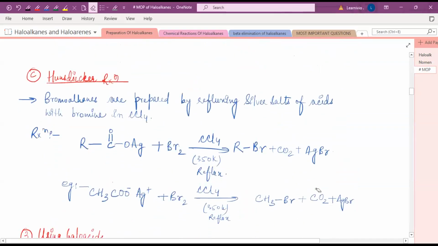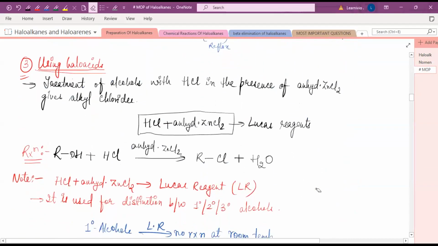After that, there's again this one. Just mark it as C. This is method C. Again, it is a method of preparation from alcohol, but here we use the halogen acids. Let's see.